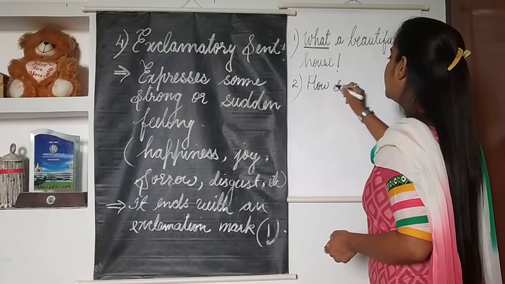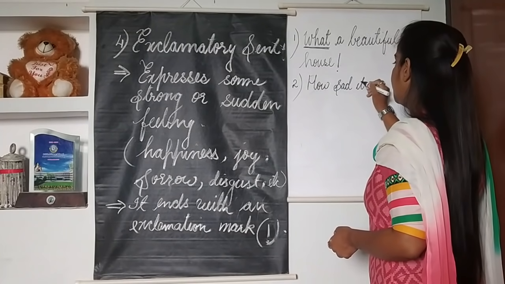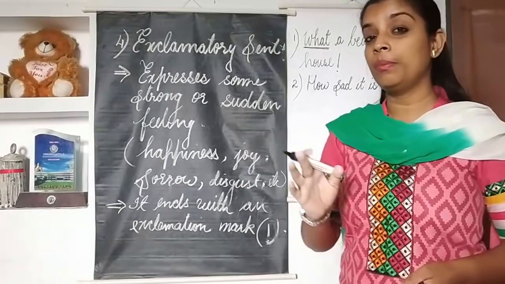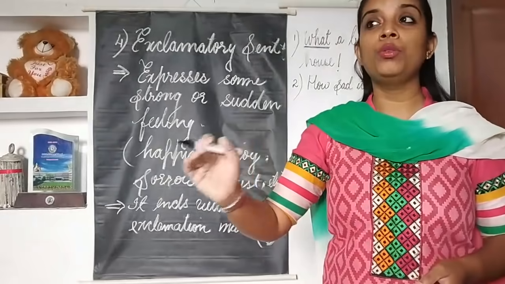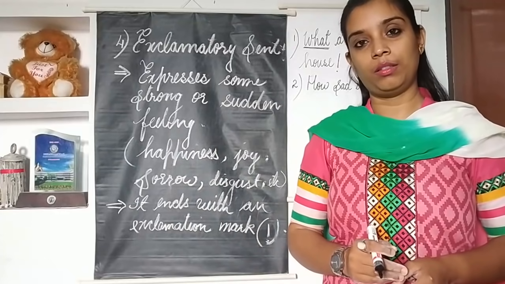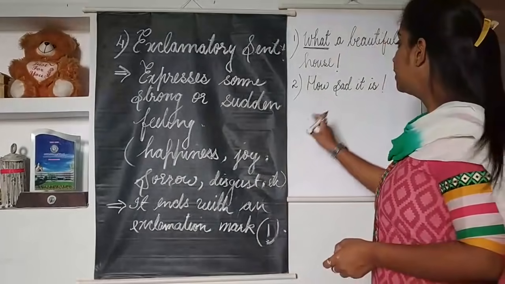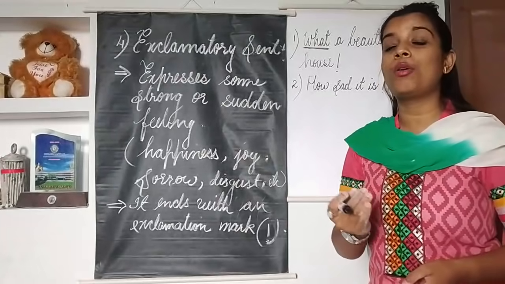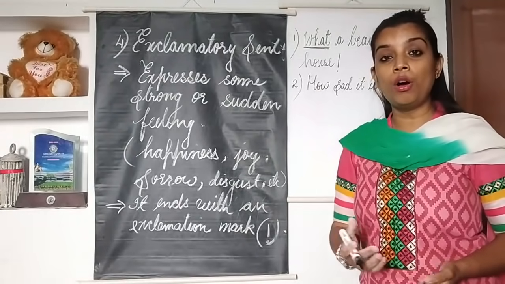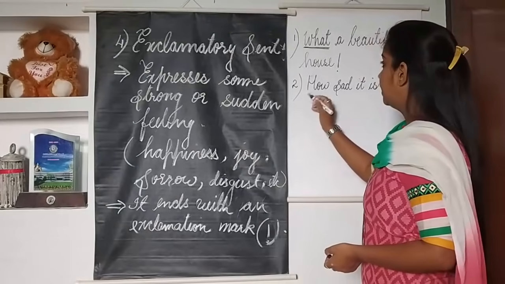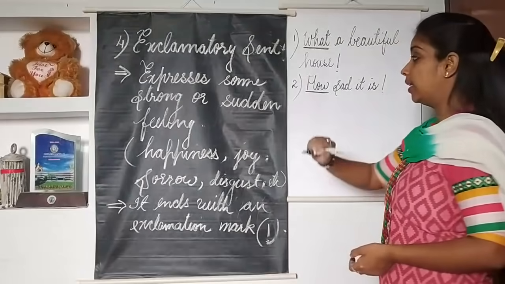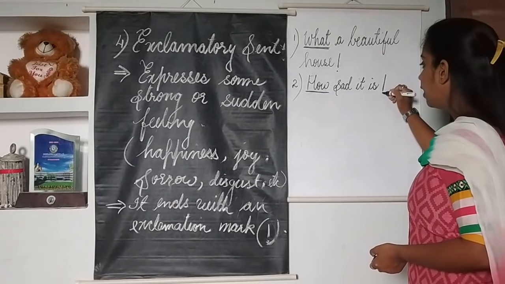Now another example I'll give you. How sad it is. Suppose you have heard very sad news, the demise of someone. Someone is dead. So what you will say? How sad it is. Here in this sentence you are expressing a feeling of sorrow, or grief. Here also it begins with how, but it's not a question. It's not an interrogative sentence. Instead, it's an exclamatory sentence.